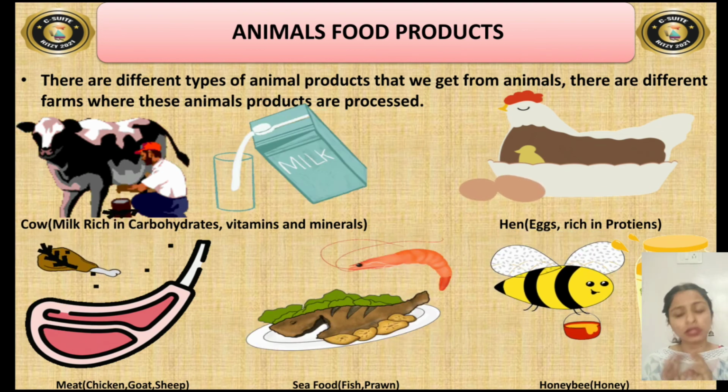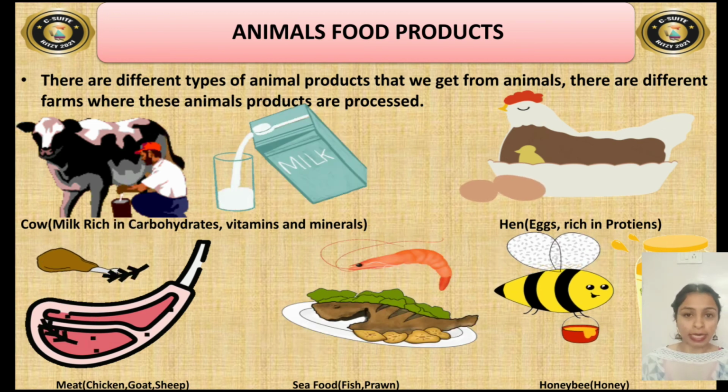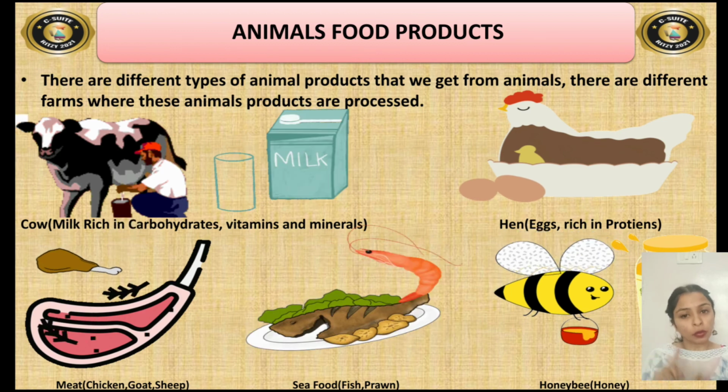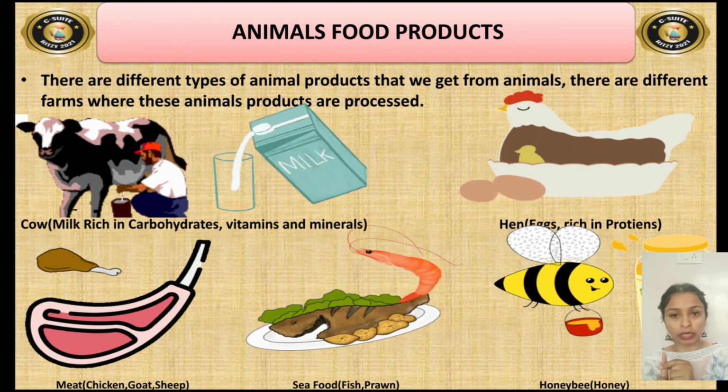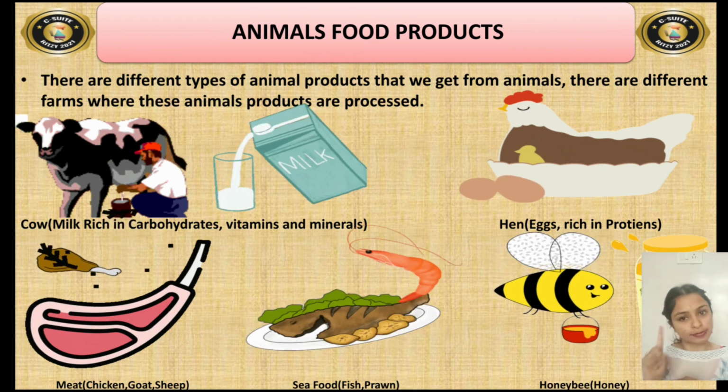So these all are the things that we get from plants and animals. Yes, I hope this content is clear to you, what we get from plants, what we get from animals, and that there are only two sources of food on earth, that is plants and animals.